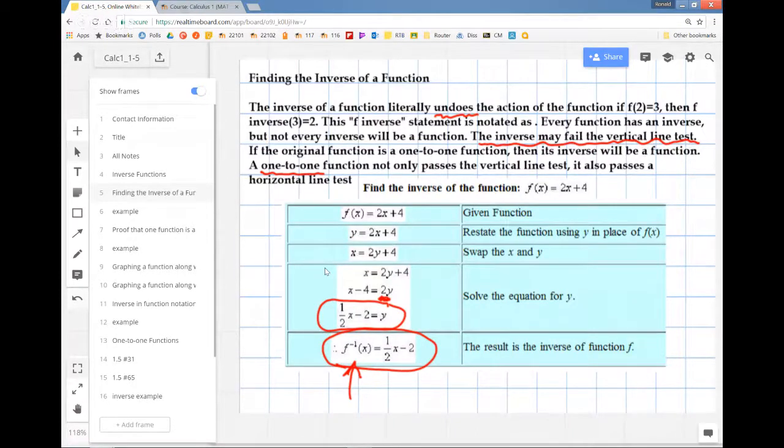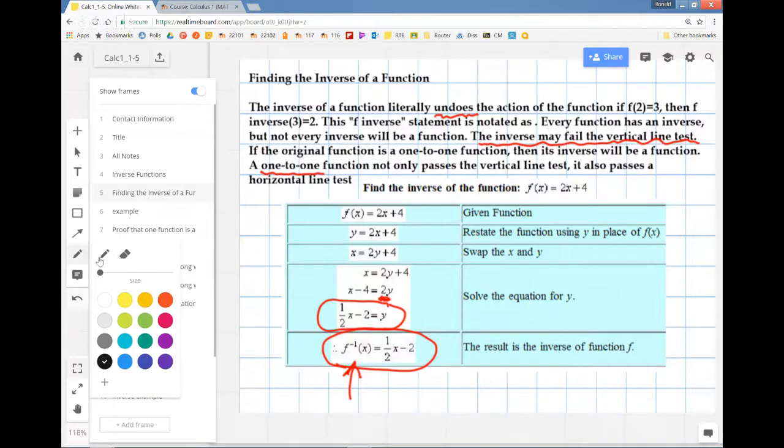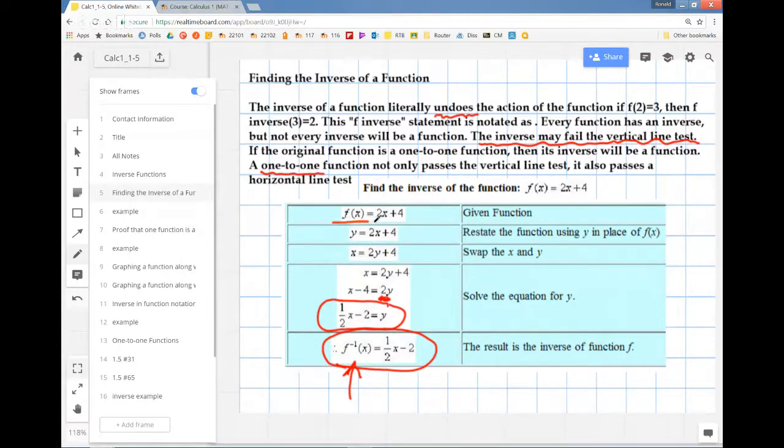If you look in the box, the introduction at the top says, hey, the inverse of a function undoes the action of the function. If f of 2 equals 3, then f inverse of 3 equals 2. So here's what you do. You've got a given function right here, f of x equals 2x plus 4.